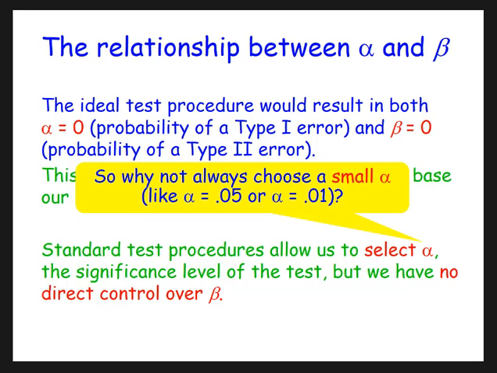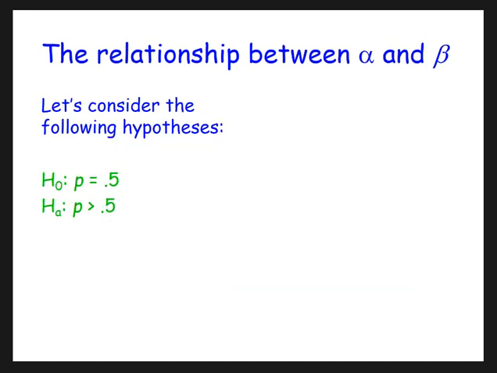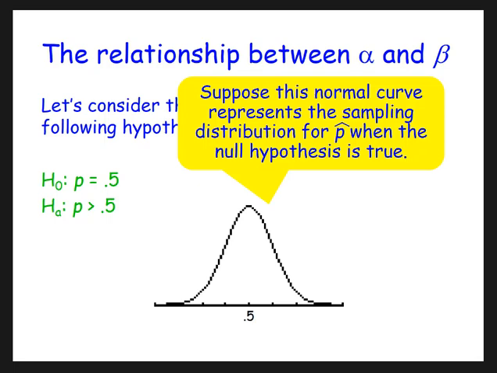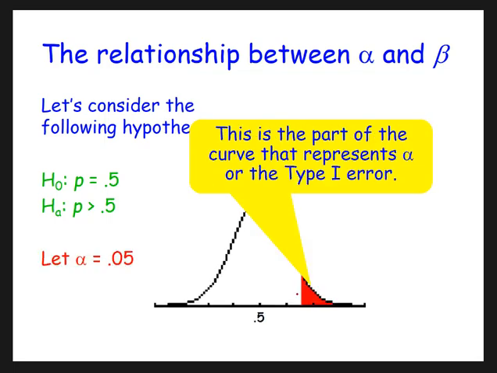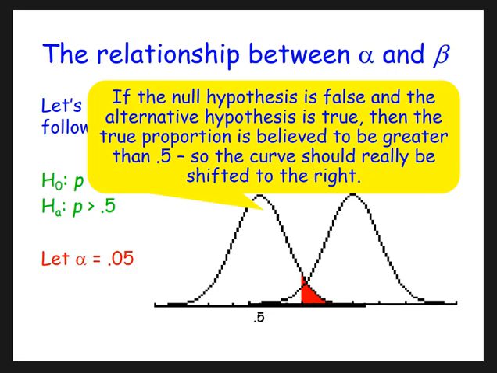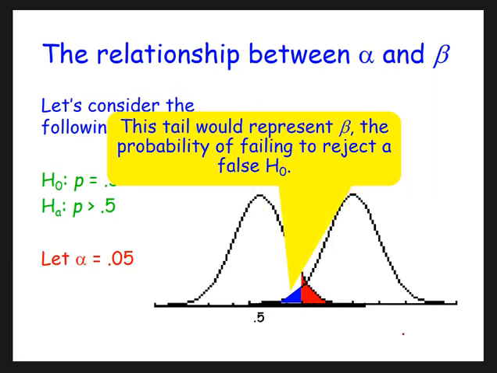So why don't we always choose a really small value of alpha? Because when we make alpha smaller, beta becomes larger. This goes through that relationship. So that's alpha, that's the probability or chance of getting a type 1 error. So if that is true, then the curve really should be larger. It should be shifted to the right. So if we shift the curve, this area that's left over here, that's the probability of beta, the chance of beta, the type 2 error.